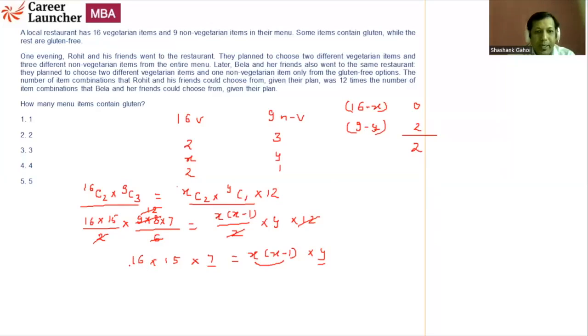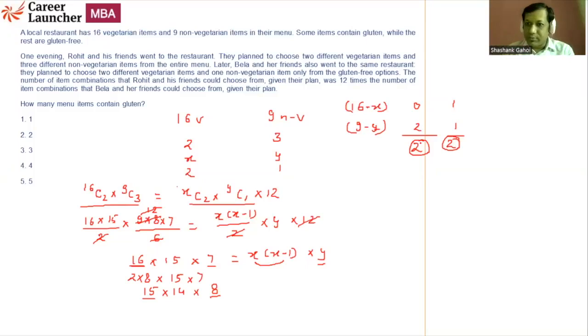I am just breaking it into two parts. That is 2 into 8 into 15 into 7. So I can also have 15 into 14 into 8. So x becomes 15 and y becomes 8. So if x is 15, this comes out to be 1. Y becomes 8, this also comes out to be 1. So how many items contain gluten? 2. So irrespective of the cases, my answer does not change.